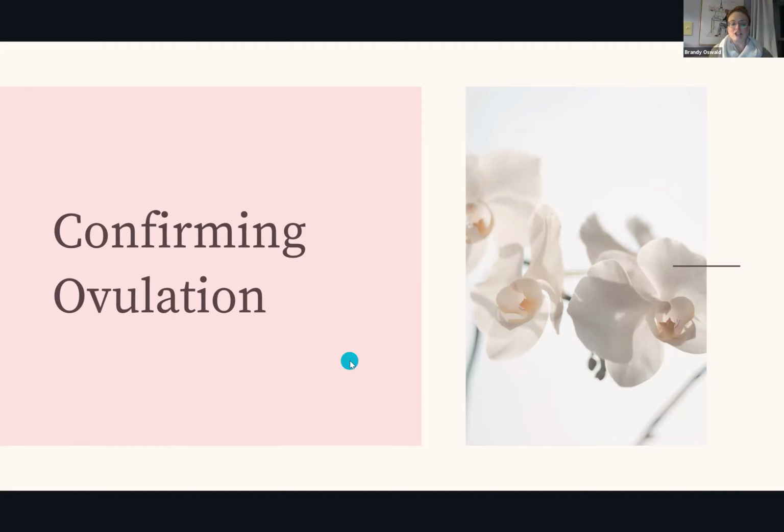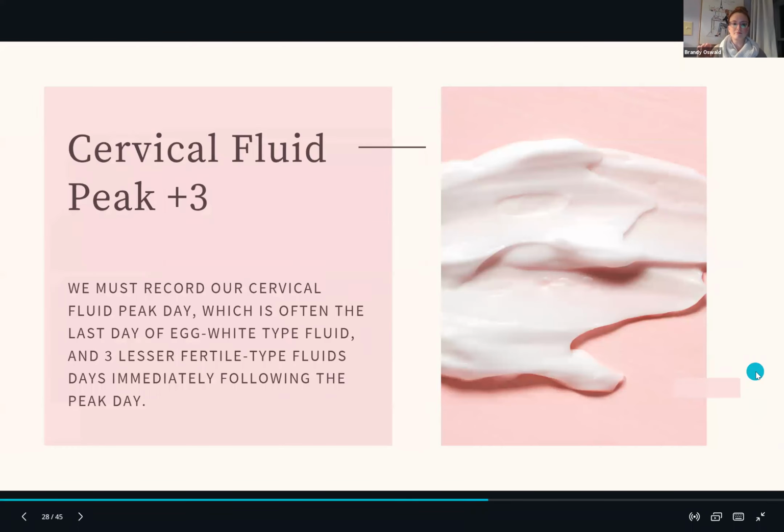Okay, confirming ovulation. To confirm ovulation, there are 2 rules we'll use. The first is peak plus 3. So we must record our cervical fluid peak day, which is that last day of egg white or most fertile type fluid, and then record 3 lesser fertile fluid days immediately following. So that often looks like an egg white day, and then the next day you'll see creamy or even sticky, and then dry.